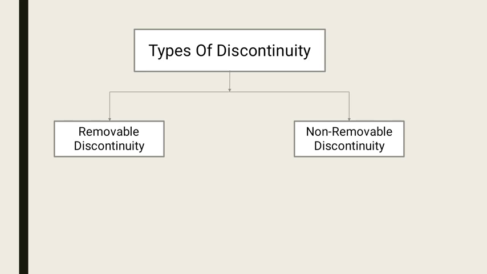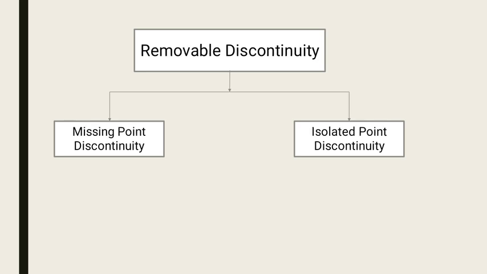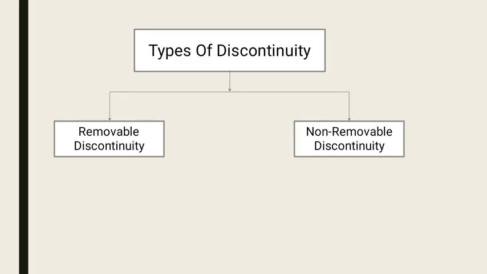When we study discontinuity, the function is not a continuous function. There are two types: removable and non-removable. Why do we call this kind of discontinuity removable? Because it is possible to remove the discontinuity by redefining the function so that the limit of the function is the same as the value of the function at the given point. That's why it is called removable discontinuity.